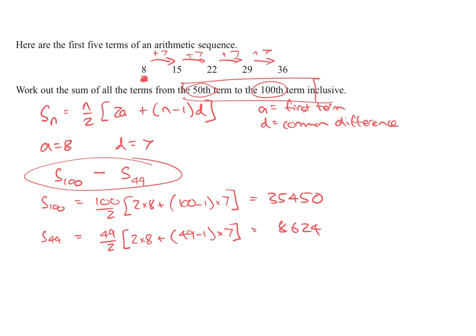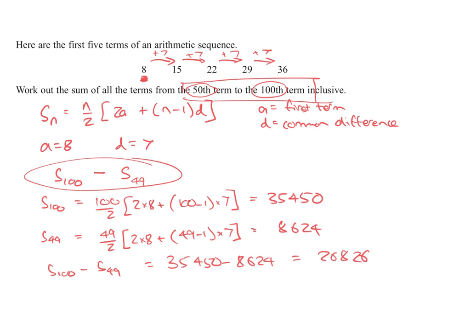I want to do S to 100, take away S to 49, because that will give me the 50th term right up to the 100th term. So that is simply 35450 minus the 8624, which should work out to be 26826. This is a 4-mark question.